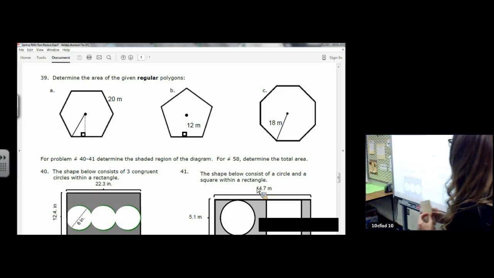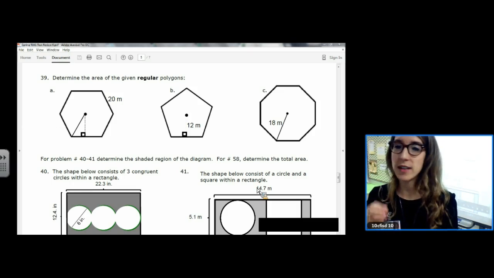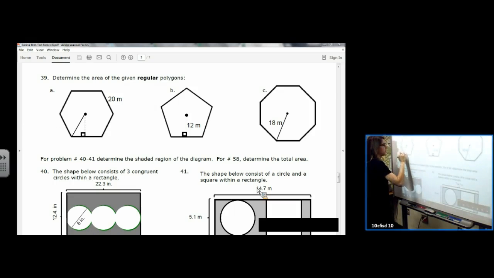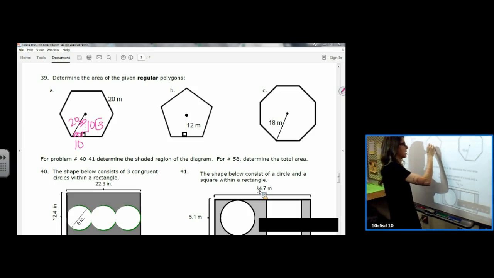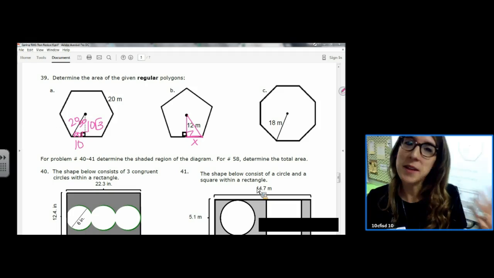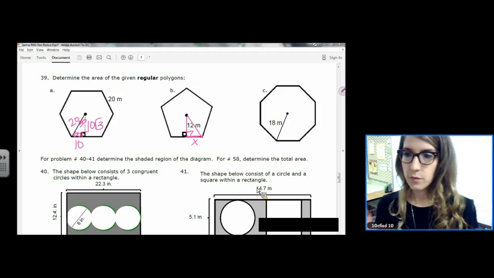39b is a pentagon. That problem being a pentagon makes it a much harder problem, right? Because it's not a special right triangle. Let me remind you that in the hexagon, you're going to have 60 and 30 and 90. And so you can do 10 root 3, 20. But you cannot do that same thing in the pentagon. So let's find out how we're going to find the side of the pentagon. I'm going to put an X there, but we're going to remember that that's only half the side, that's not the whole side.